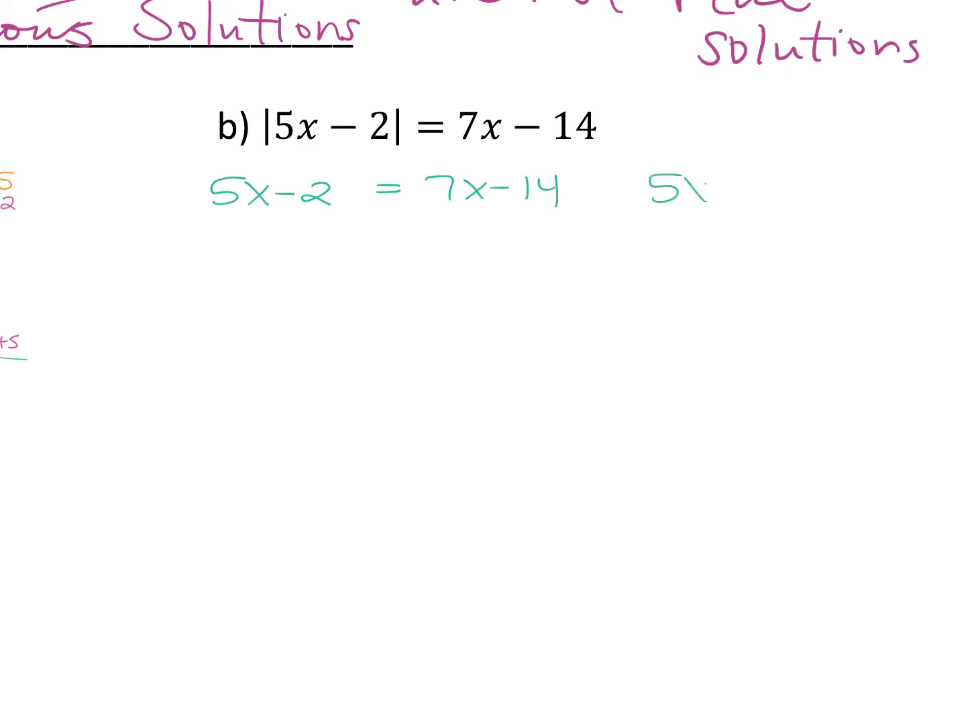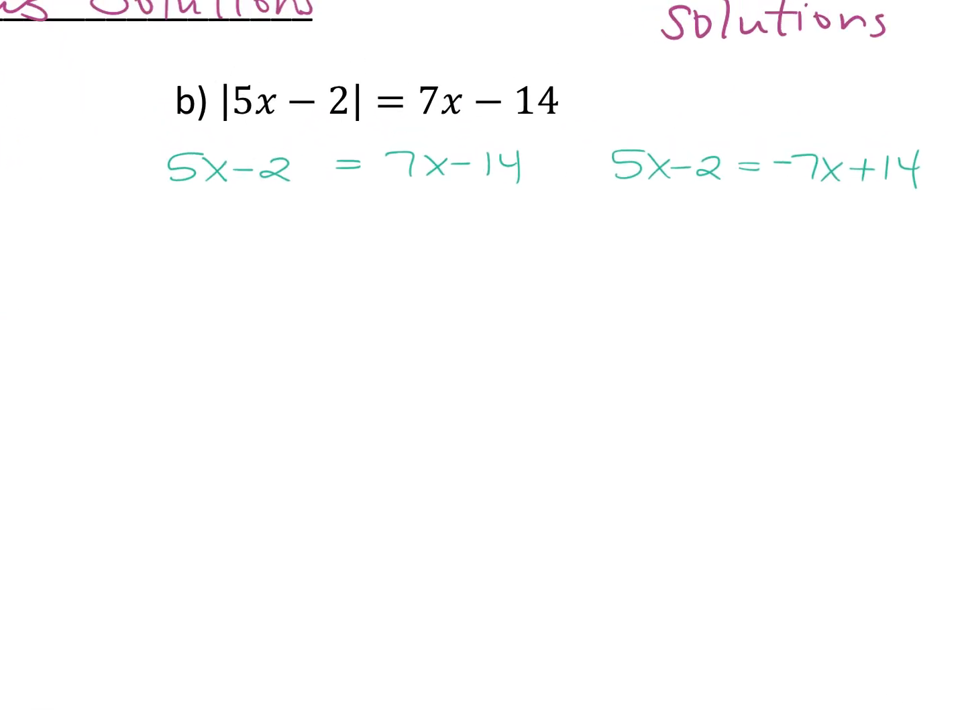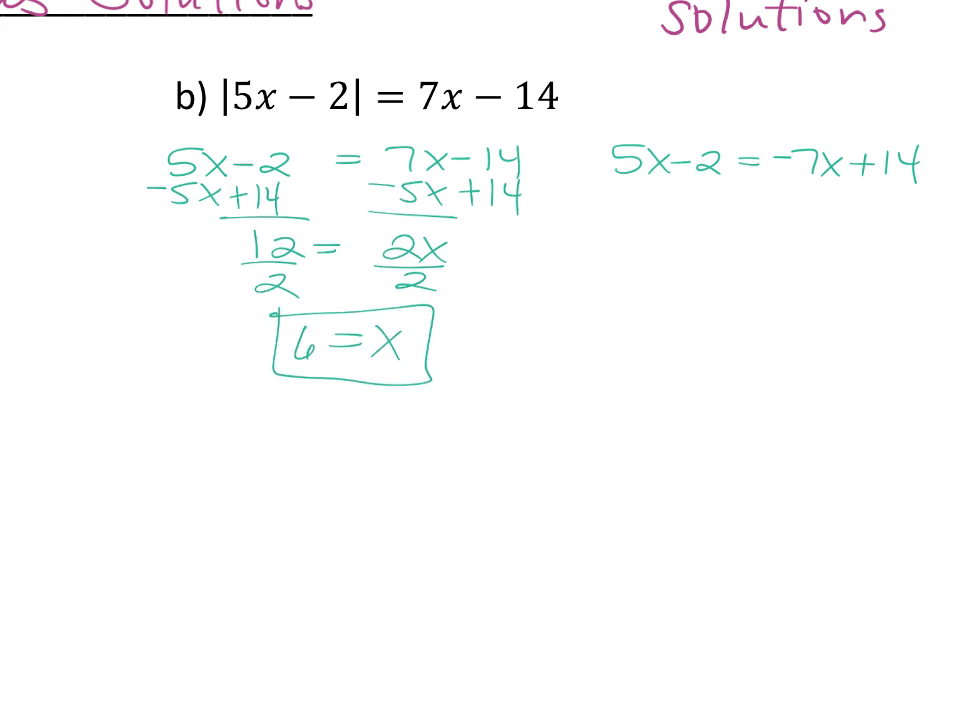Okay, so here's one, right? The other one is 5x minus 2 equals. How did you write your second one? Negative 7x plus 14. Shucks, really sorry. That was probably annoying, huh? Okay, so we would take away 5x and add 14. So this is divide by 2, x equals 6. Did you get 6? Yeah?